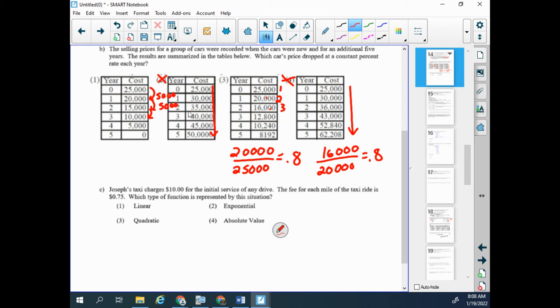Really, we're looking for that multiplier. Each time when we go from value to value, we're multiplying by 0.8. So this one shows that percent decrease each time.